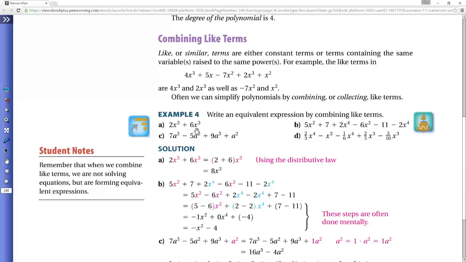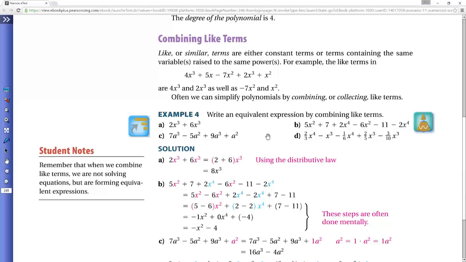2x cubed plus 6x cubed. And they say, hey, we've identified a common variable term here, x cubed and x cubed. Using the distributive law, I could say this is the same as the quantity 2 plus 6, times x cubed. Now I can do this addition in the parentheses. I do order of operations, I get 8 times x cubed. This is the distributive law, or sometimes called factoring. We use it for factoring.